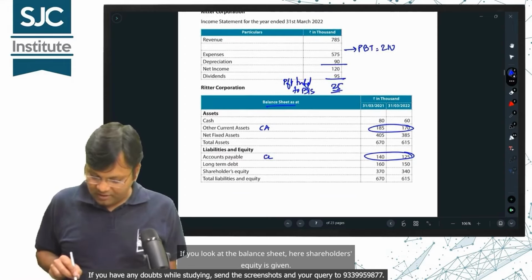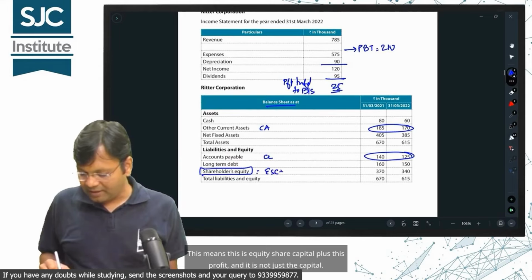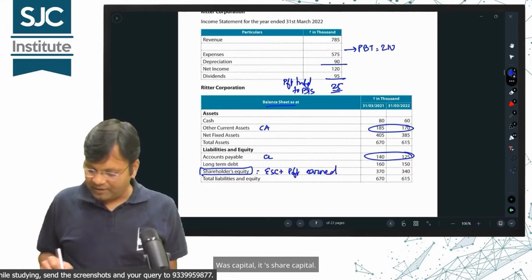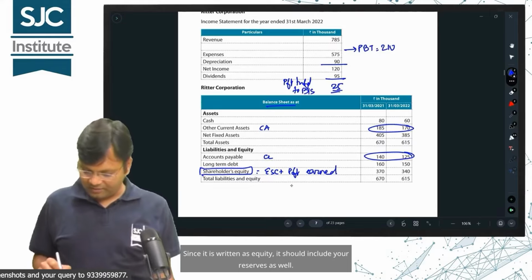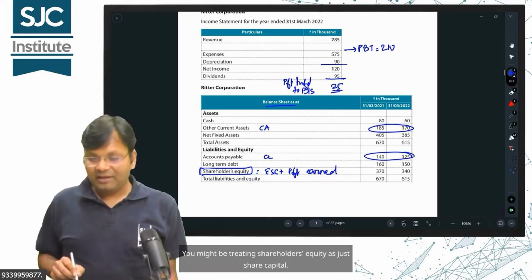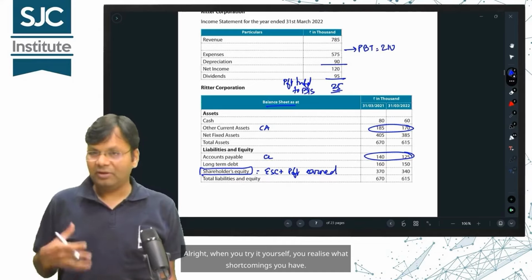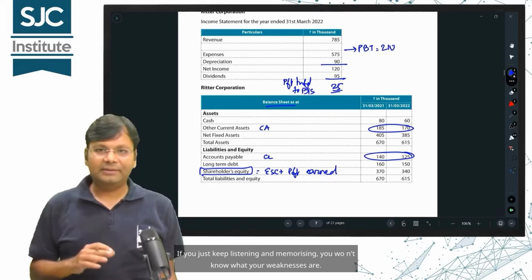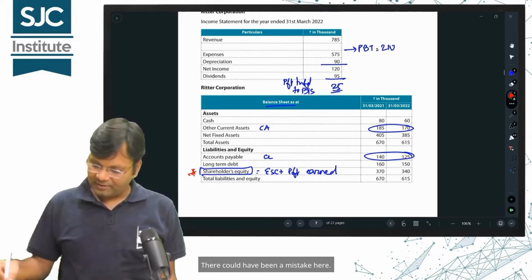If you look at the balance sheet, here shareholders' equity is given. This means this is equity share capital plus this profit, and it is not just the capital. What's capital? It's share capital. Since it is written as equity, it should include your reserves as well. So this is also something that doesn't come to mind. You might be treating shareholders' equity as just share capital. Alright, when you try it yourself, you realize what shortcomings you have. If you just keep listening and memorizing, you won't know what your weaknesses are. There could have been a mistake here.